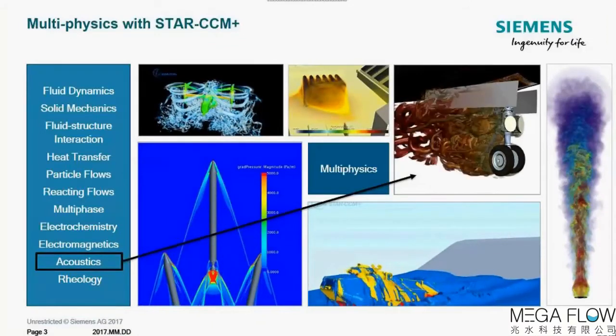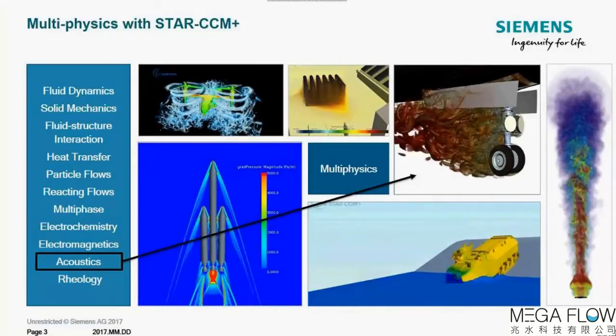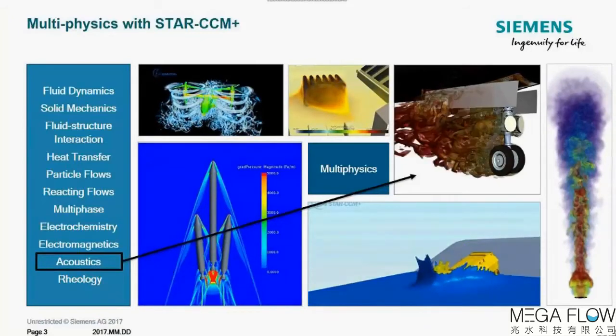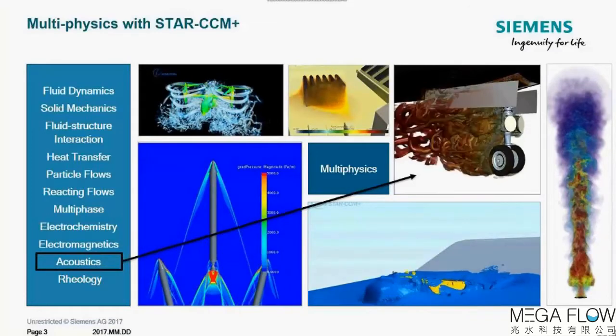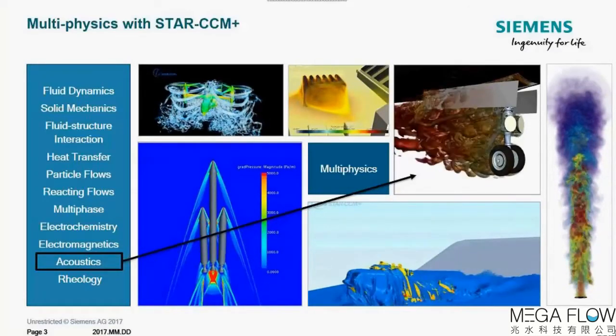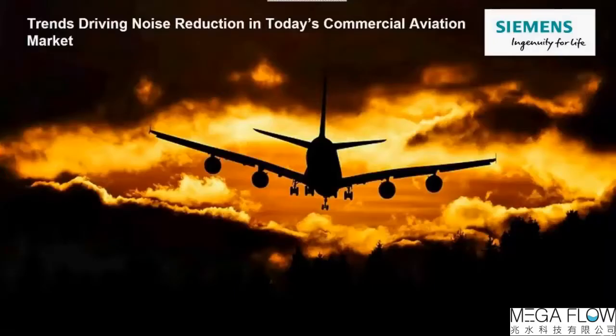So we want to focus first on how can STAR CCM Plus be used so that you can leverage the fluid dynamics to understand acoustic characterization of a geometry. So what's driving some of these trends in noise reduction? And, well, it's actually, and I'll talk about this in detail, there's been tremendous changes in just populations being near to urban airports.